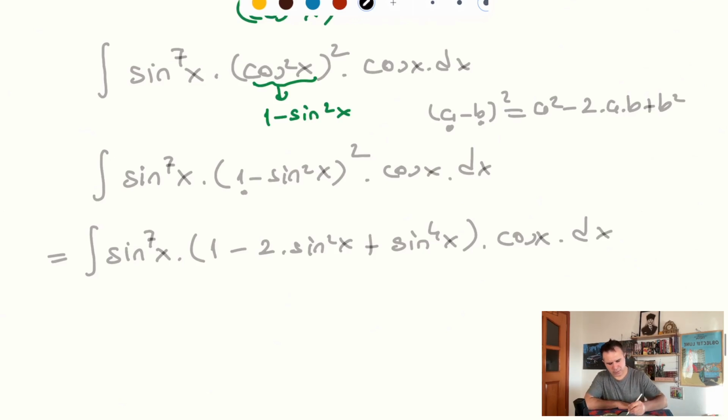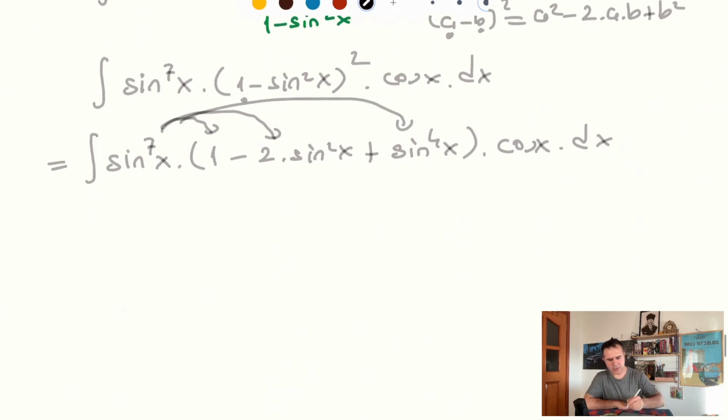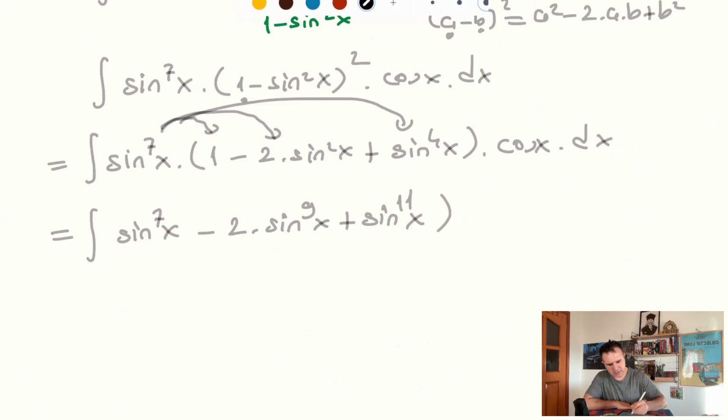Now we will multiply sine to the power of 7x into the parentheses term by term. The integral becomes sine to the 7x minus 2 times sine to the 9x plus, 4 plus 7 is 11, sine to the power of 11x, times cosine x dx.